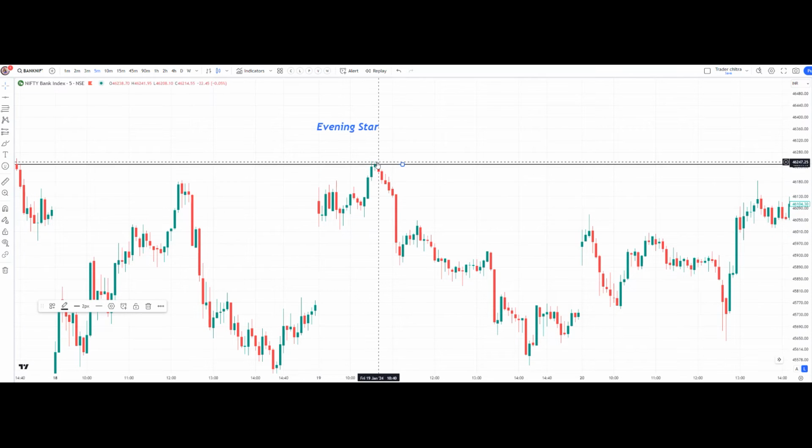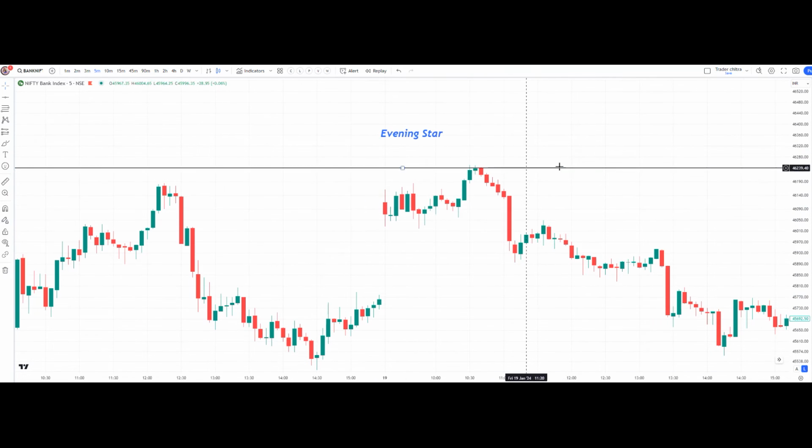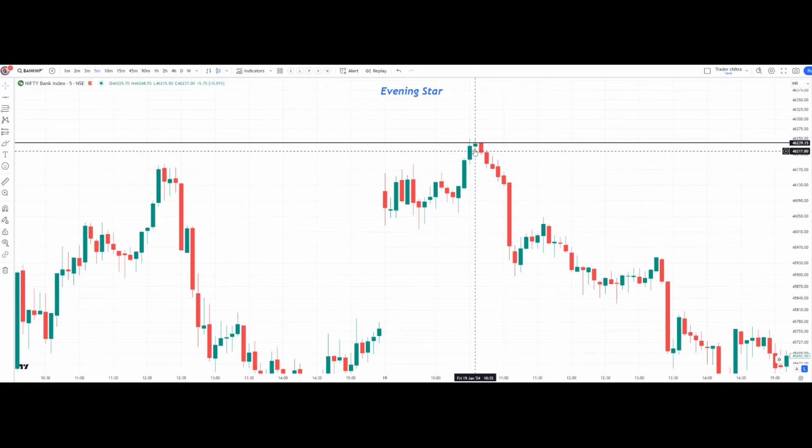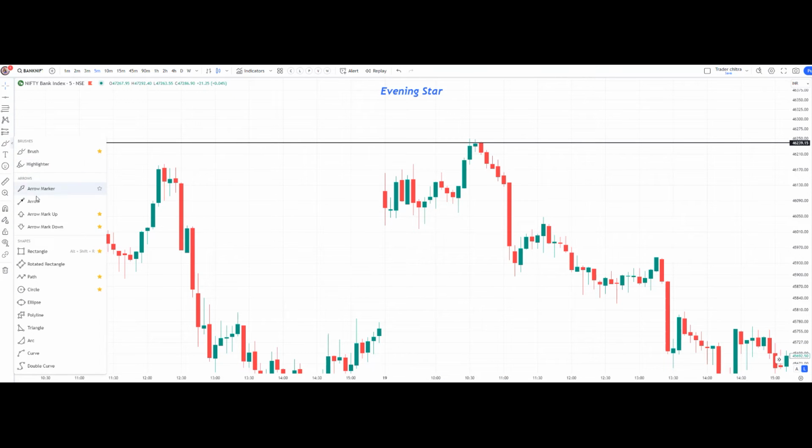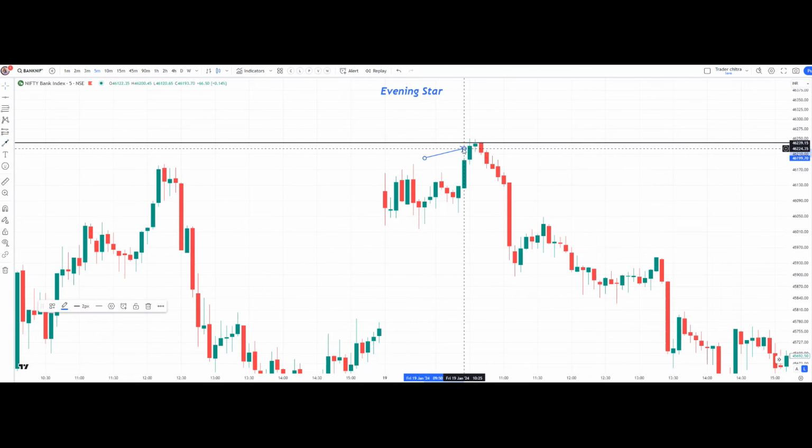that is a bullish trend. Here we can see this is the green candle, and after that we got a doji candle, meaning an indecision candle. So there is a pause in the uptrend. After that, the third candle is a red candle. This three candle pattern is called the evening star pattern. So where will we be entering into the short trade?